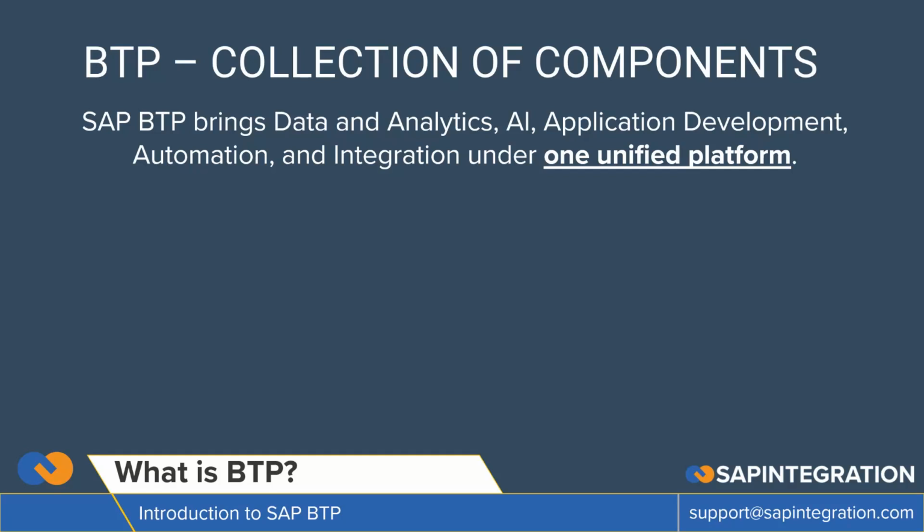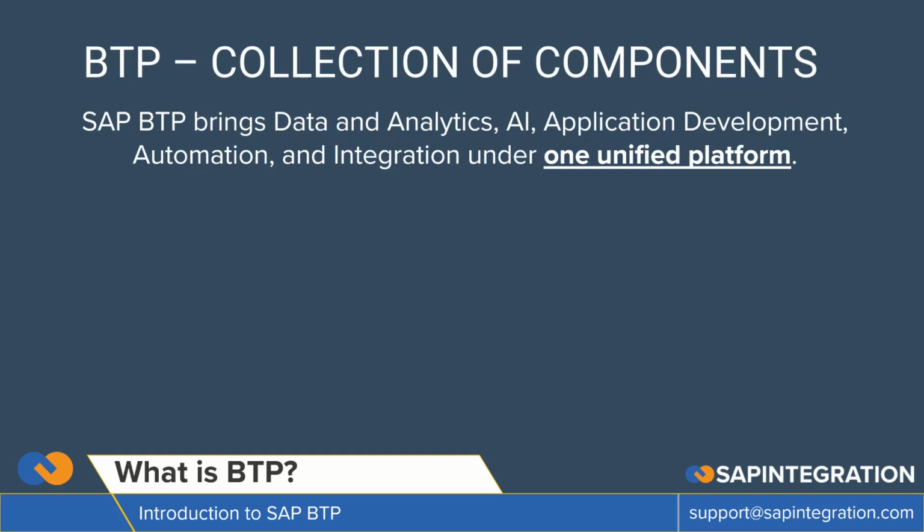SAP BTP helps me to do analytics. It helps me to do artificial intelligence. It helps me to build applications. It helps me to automate my process. It will help me to integrate those processes using the tools offered by the SAP BTP. The goal of SAP BTP is basically to bring everything under one platform. That's what we talked about when we discussed the technology platform.